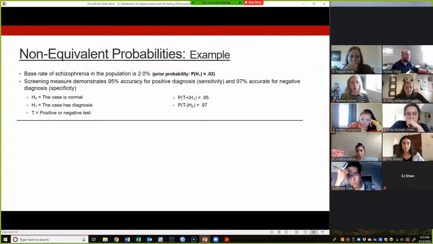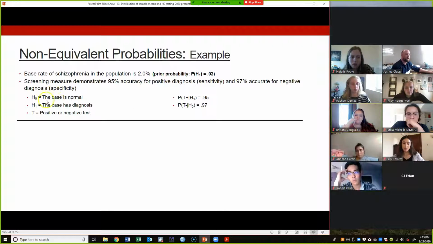How are people feeling about this screening measure? Brittany likes it. Anybody else like it? Yeah, you should. These are incredible properties of a measure, right?